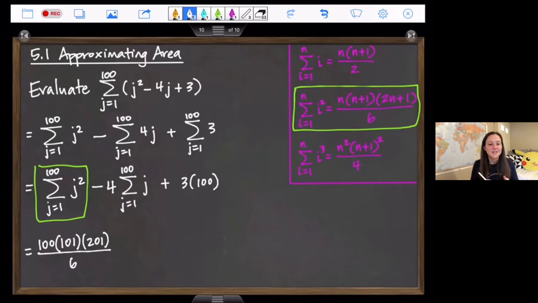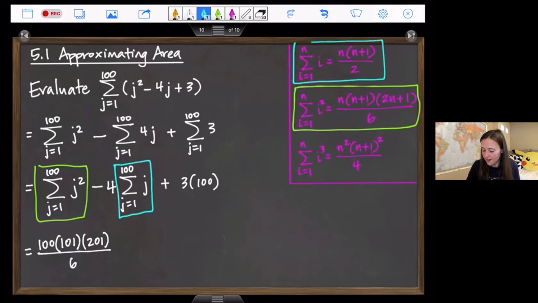All right, next up, I've got another sum. This one, j equals 1 to 100 of j. That's going to be the same as i equals 1 to 100 of i. So I'm going to use that formula to evaluate this one. And that 4 is just going to go along for the ride. Okay, 4 times whatever I get from that sum. So I've got n times n plus 1. Again, our n is 100. So we've got 100 times 100 plus 1 divided by 2. And then at the very end, I've got plus 300.